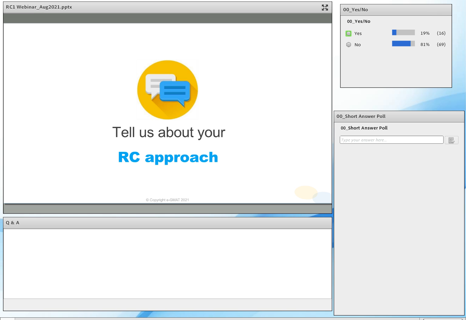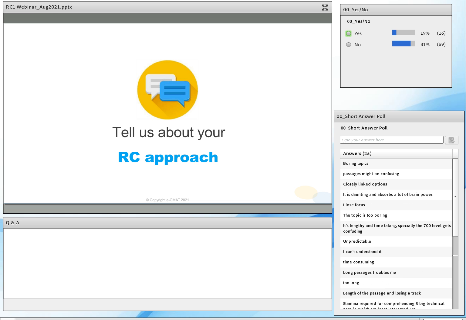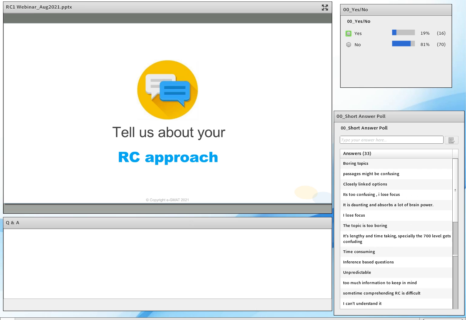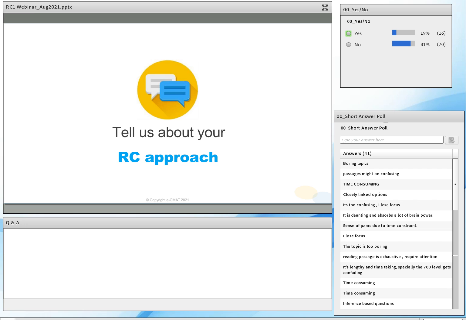Perfect. So I can already see a lot of, let me broadcast results so that we can see as a group what we are exactly doing here. Topic is too boring. Yes. Lose focus. Yes. Needs a lot of patience. Absolutely. Length of the passage. Yes. Too technical. Okay. That's true. What else is there? Too long, of course. So a lot of us have this problem with the length of it. Time is one thing that we are going to discuss, that hey, it's too time consuming.